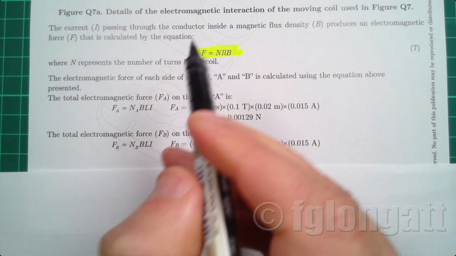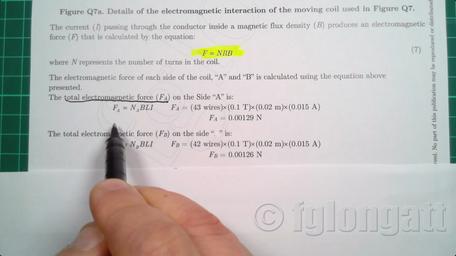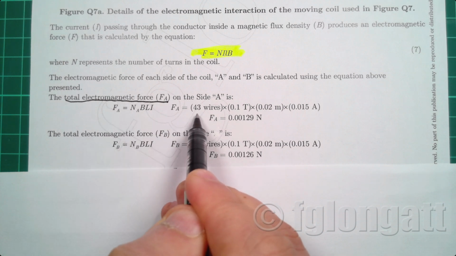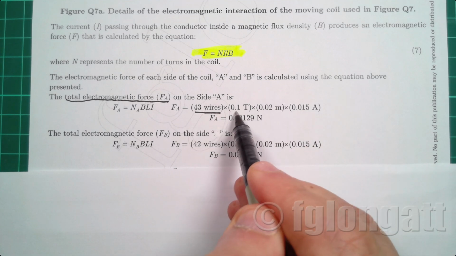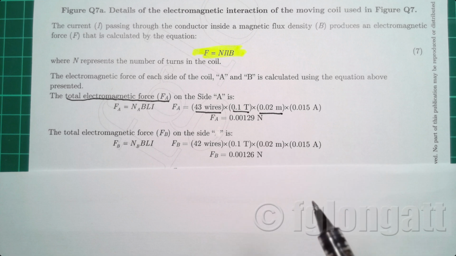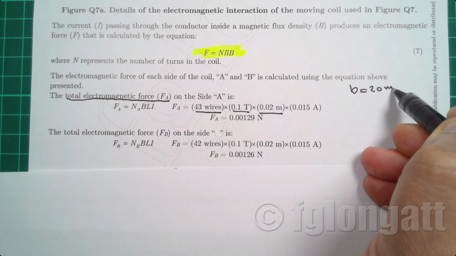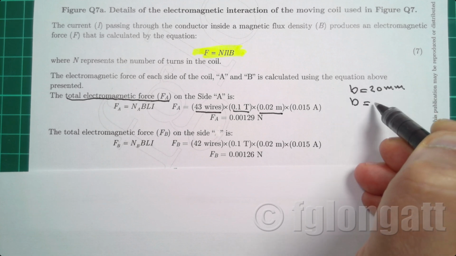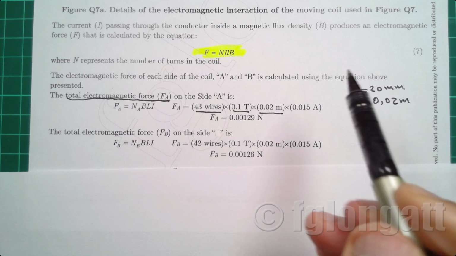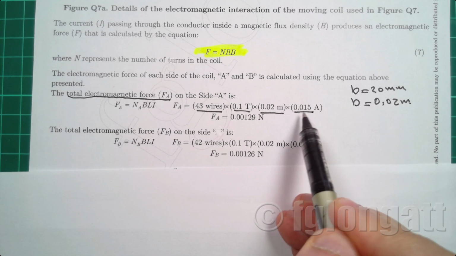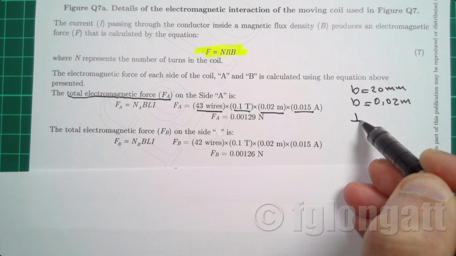So now, what I will do is calculate the total force on the section A. So this force is the number of turns on A. You can see over here the 43 wires. You can see 0.1 Tesla. This is the conversion of 20 millimeter, because remember L is 20 millimeter. And if we convert into meters, it means 0.02 meters, okay? And finally, we have here the current, and the current is basically 50 milliamps.